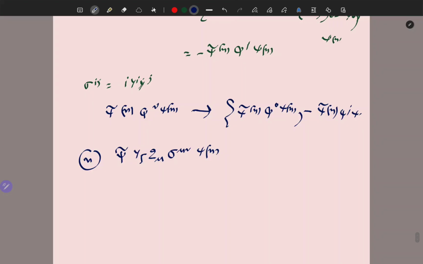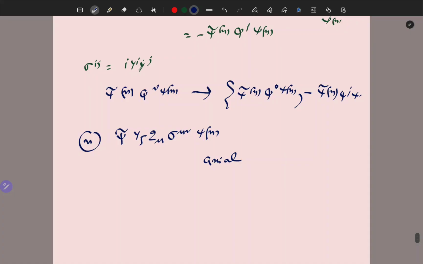So this is the axial vector. You can show that. This is equation number 82. We now make two important remarks. First, the Dirac equation.